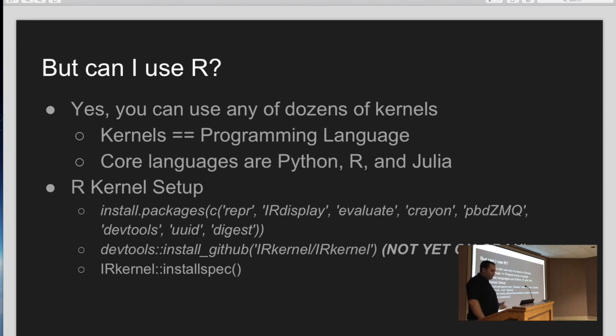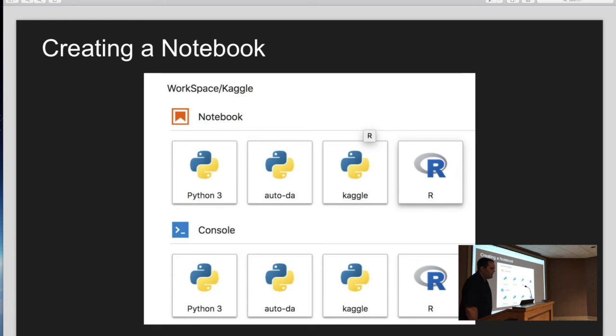And I actually did this locally. I was playing around with R in my Jupyter Notebooks, and it was pretty straightforward to set up. I went into RStudio, went to a console, and I found this online. I linked this at the end of the slides. Installed some packages. I ran devtools install from GitHub. This is not a package on CRAN. I had to actually install it from a GitHub repo, and then ran IRkernel installspec, and I was off to the races.